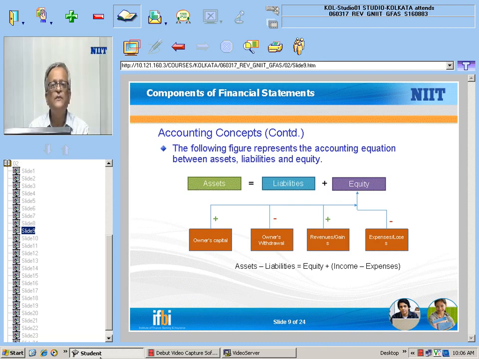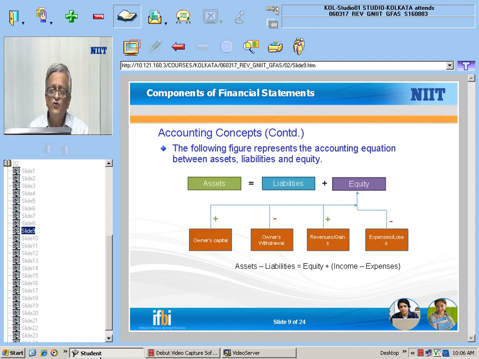So ultimately, this equity section is the owner's capital. To the owner's capital, if any money is withdrawn, that is reduced. If there is a profit, that is added. If there is a loss, it is subtracted.